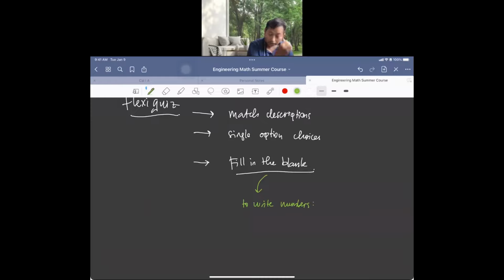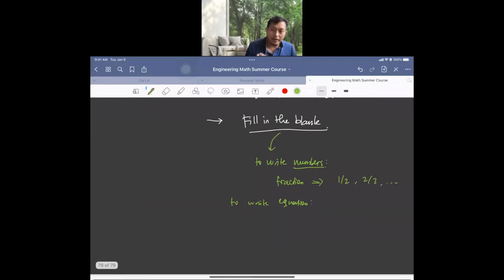Usually the numbers will have, for example, fractions. Then you can write like this, or etc. Okay. If you need to write an equation, I think a few questions will need you to write an equation. You can write as best as you can in the system. I will check your paper later on when you submit it through the Google Drive. Okay, I will give you the Google Drive later.